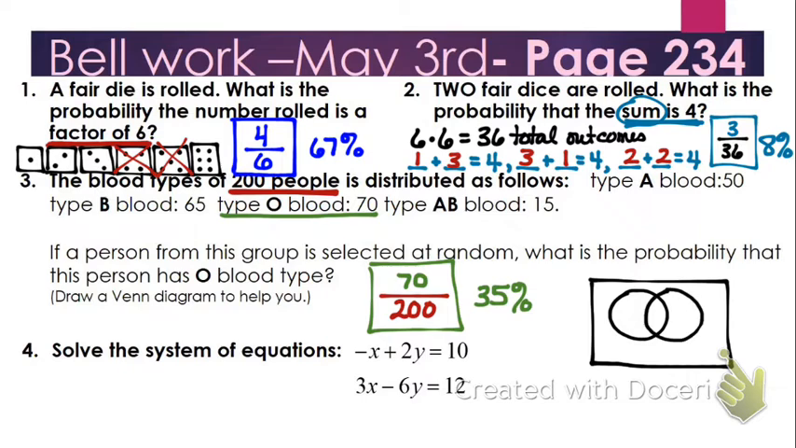Two of the circles would be overlapping. O-type blood is kind of off all by itself. It does not overlap with A and B blood type. So our 70 people would be hanging out over here. We would have A and B. Type AB would be in the middle. Right here would be 15 people.